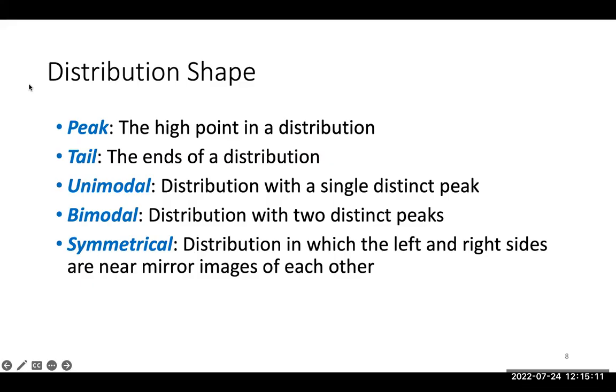We also want to look at the mode. Remember, mode is the most frequent score. So is it unimodal, meaning is there only one distinct peak? Is it bimodal, meaning there are 2 values that appear very frequently? We also want to look at the symmetry involved in the distribution shape. When we talk about symmetry, what we're thinking of is if we drew a line right down the middle, how well do the left and right sides look compared to each other? If they're near mirror images of each other, then we would say it is a symmetrical distribution.